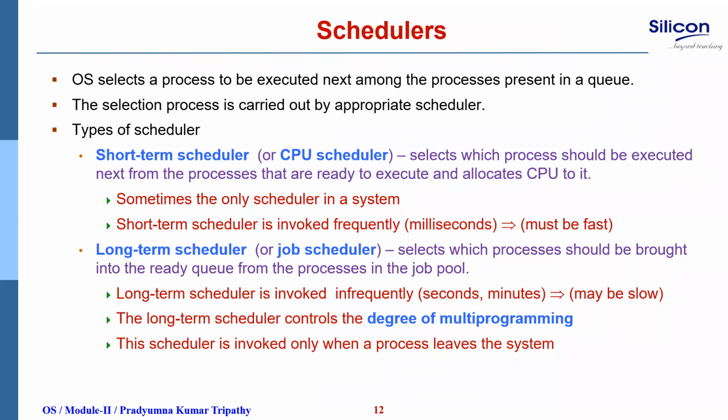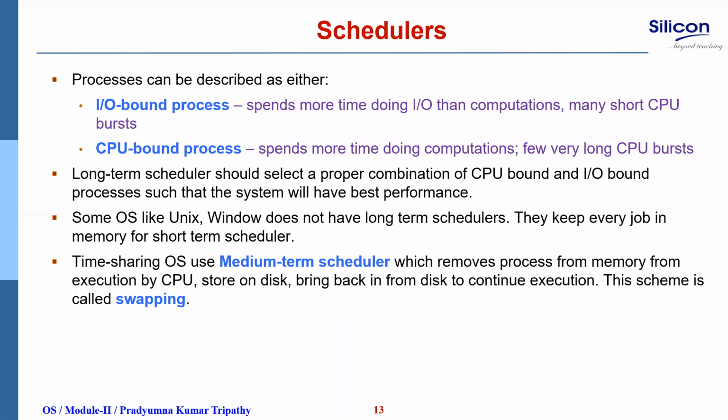We have another kind of scheduler, called the medium-term scheduler. So, what is this medium-term scheduler? It is used in a time-sharing operating system. Time-sharing, I already told you what it is: every process is given a fixed time slot. A time-sharing operating system uses the medium-term scheduler, which removes processes from memory and from execution by the CPU, stores them on the disk, and brings them back from disk to continue execution.